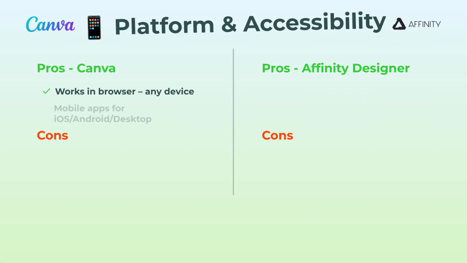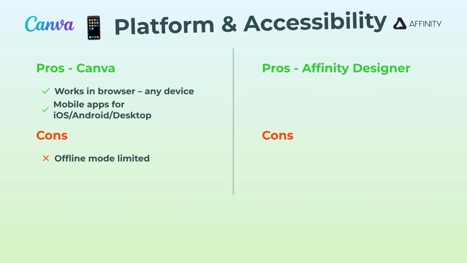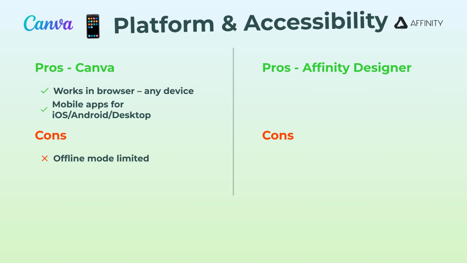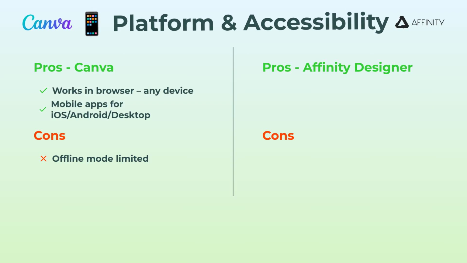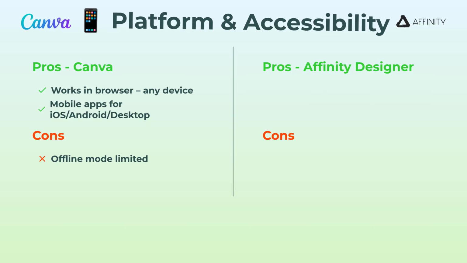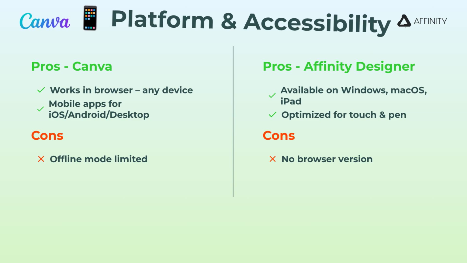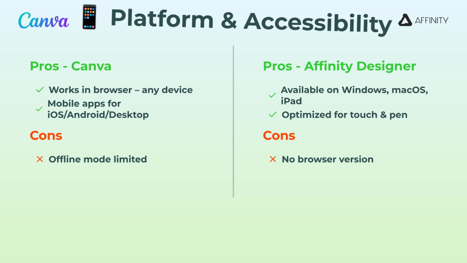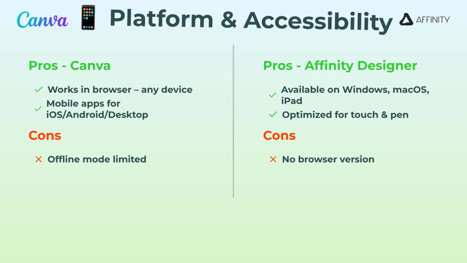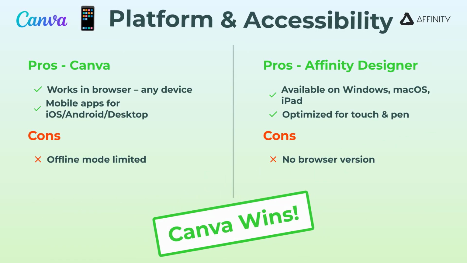Platform and accessibility. Canva honestly impresses here. It works right in your browser, whatever device you're on, and they've got mobile apps too for iOS, Android, and desktop. The only snag, offline mode's kinda limited. Now, Affinity Designer's got full-blown apps for Windows, macOS, even iPad, and they're properly optimized for touch and pen, which is awesome for artists. But you do need to download it. There's no browser version if you're just hopping devices. So for hopping between screens and no hassle access, Canva scores the points.